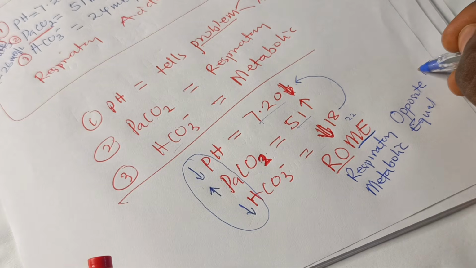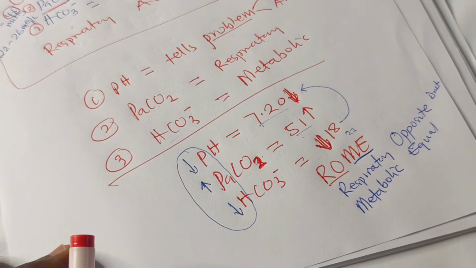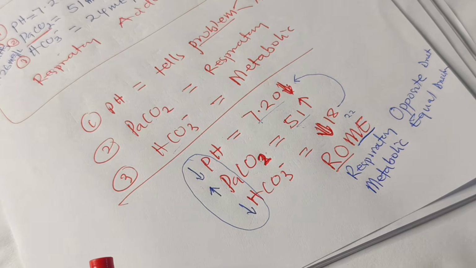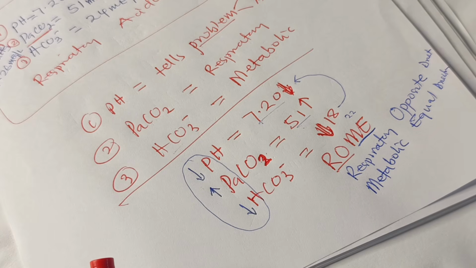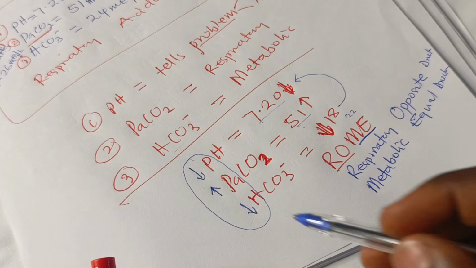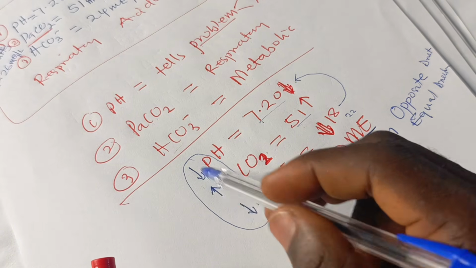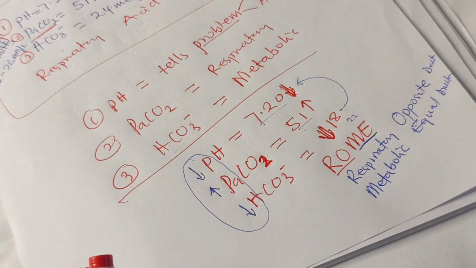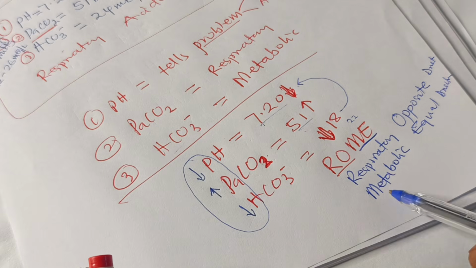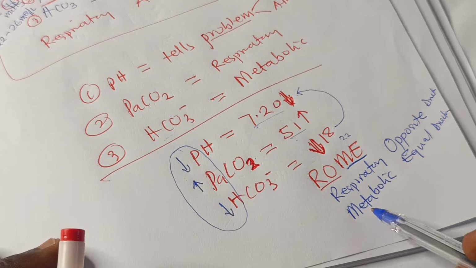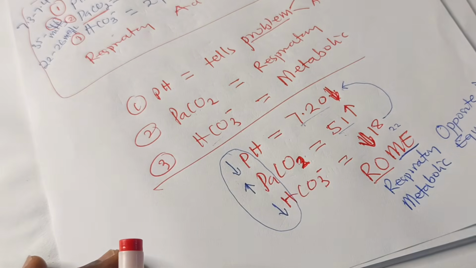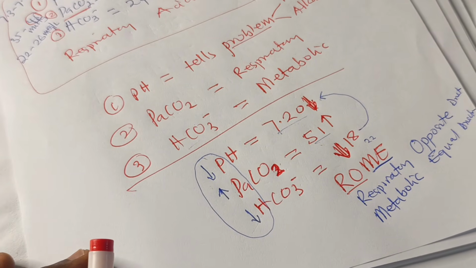So this is opposite direction, equal direction. The respiratory source moves, the carbon dioxide will move in opposite direction to the pH, whilst the bicarbonate, which is the metabolic, they move equal direction with the pH. I hope you got that.